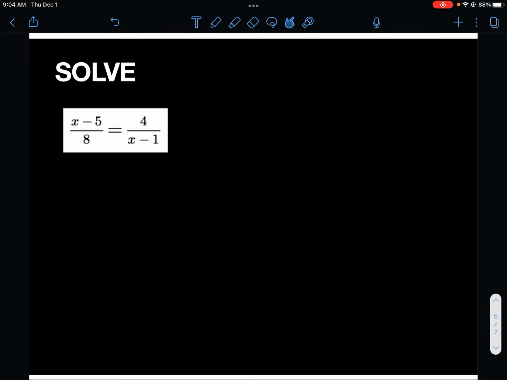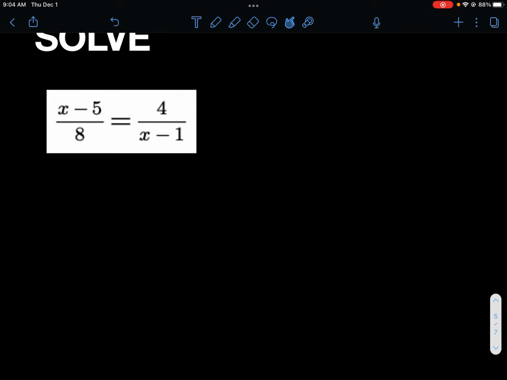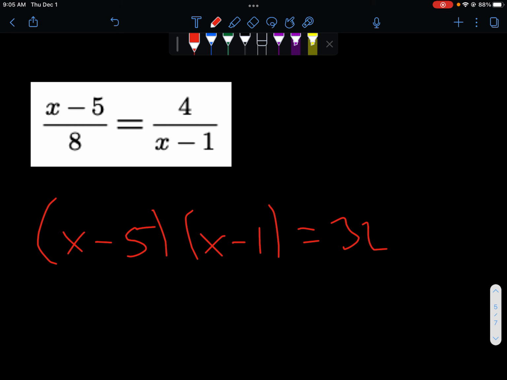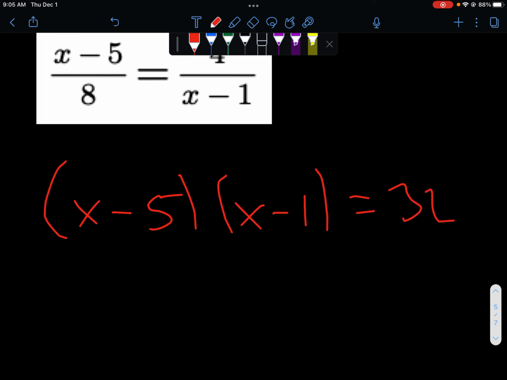Let's jump to something that might challenge us a little bit more. I think this one will do that. So the idea here is still the same. We will still solve using cross multiplication. The cross products here are going to be a little bit more complicated. We've got to take (x-5) times (x-1). 4 times 8 isn't that complicated, but (x-5) times (x-1) requires us to FOIL.